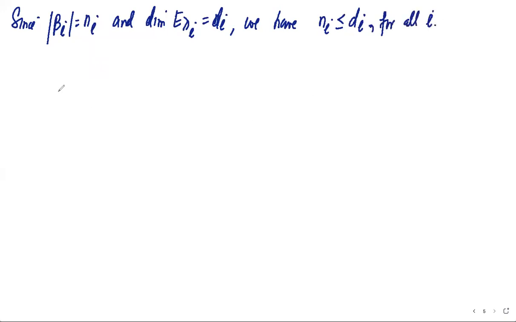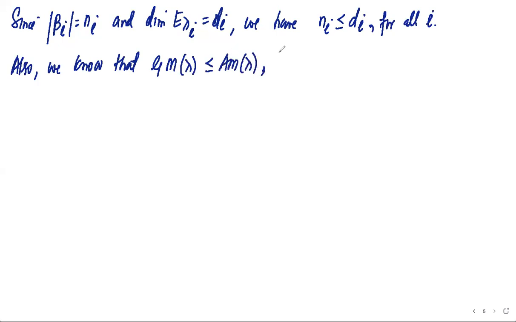Now again, by a previous theorem, we know that the geometric multiplicity of an eigenvalue lambda is always less than or equal to the algebraic multiplicity of the eigenvalue lambda. Geometric multiplicity is the dimension of the eigenspace. So thus we have d_i less than or equal to the algebraic multiplicity, that is m_i, for all i.